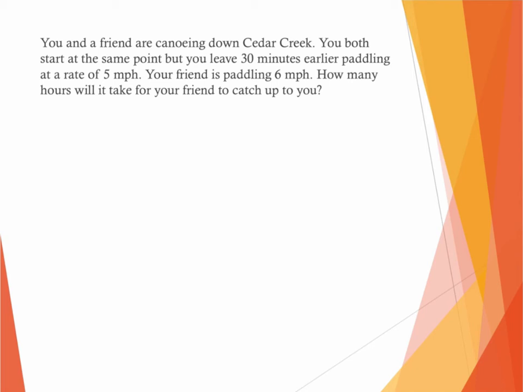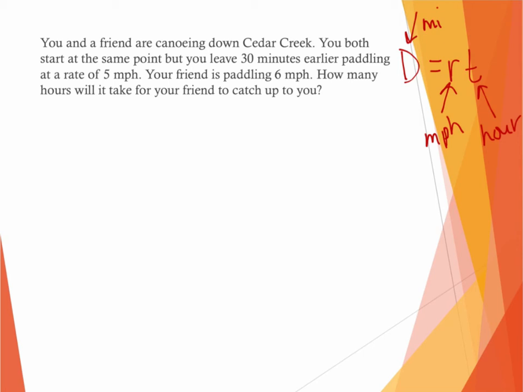So we actually need a formula that you may or may not remember from pre-algebra, and that's distance is equal to rate times time. Time here is always in hours, and my rate here is going to be in miles per hour. And my distance would be in miles.